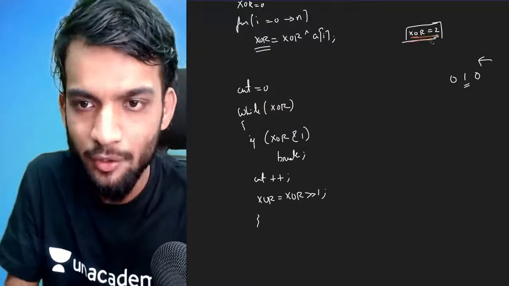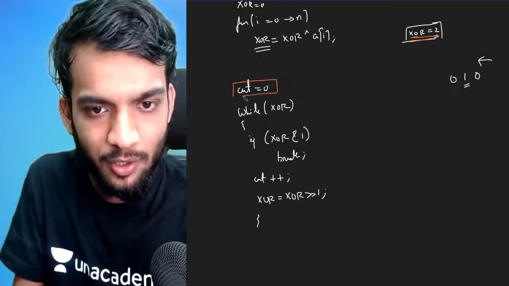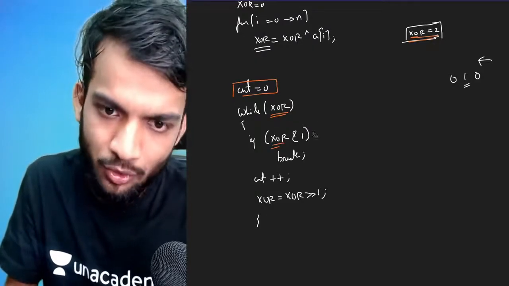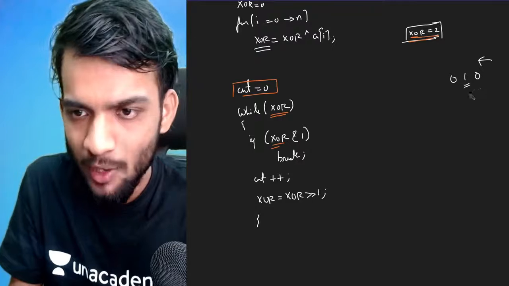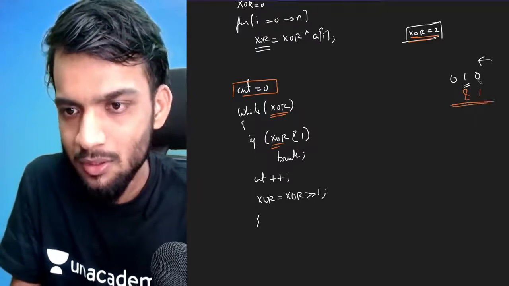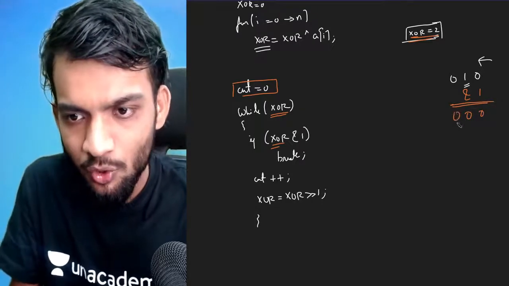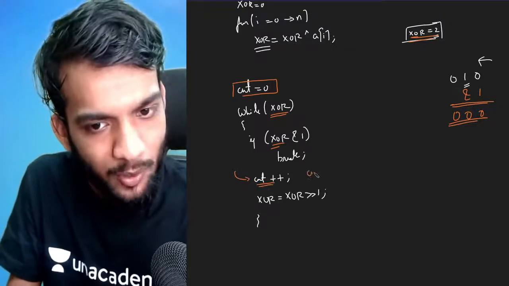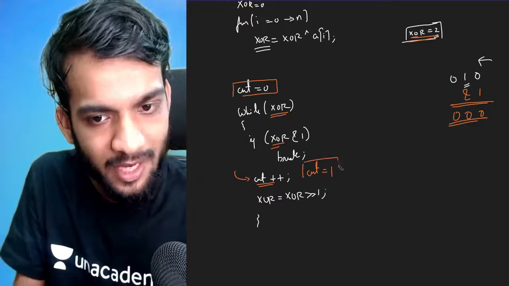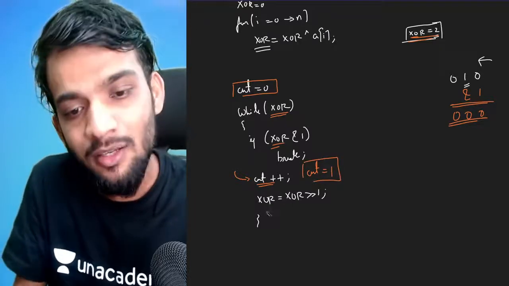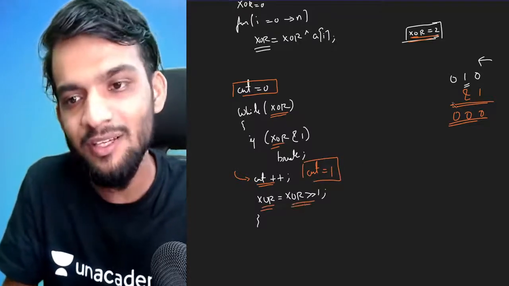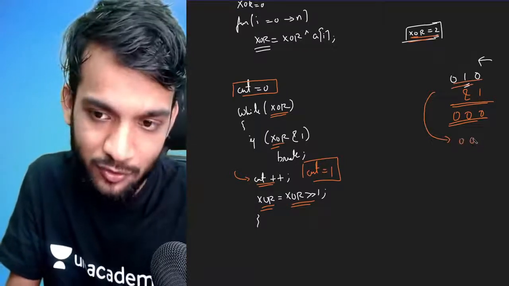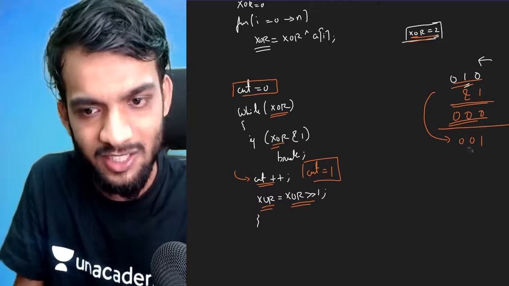Initially, what is the value of XOR? 2. Counter is 0, correct? So while XOR, what is XOR? 2. 2 and 1. Now if you do 2 and 1, what will happen? This will come up as 0. So it's unset. So this line will run and the counter will become 1, right? Now the next line, XOR right shift of 1. So this 0, 1, 0 will convert itself to 0, 0, 1. Correct? So the right shift has happened.